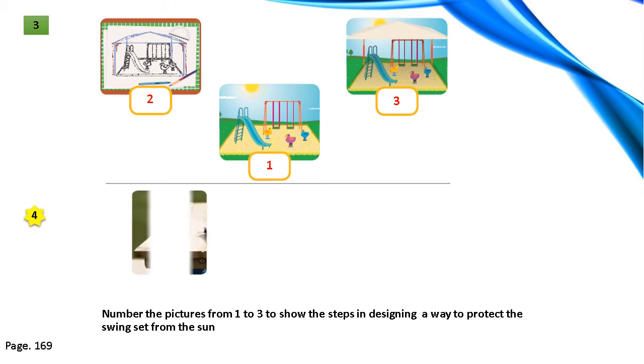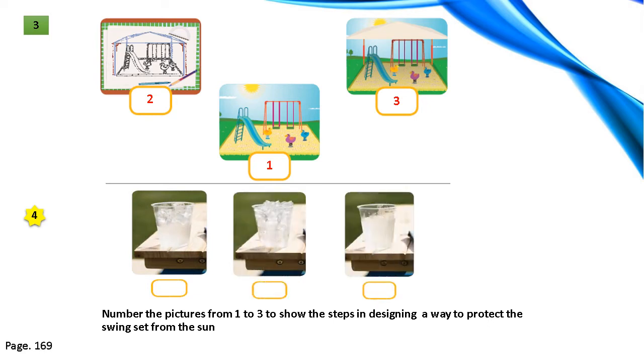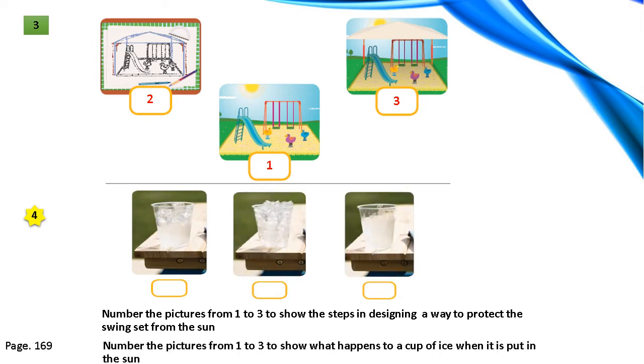Now, for question number 4, let's take a look at these three pictures in front of us. And here, we are asked to number the pictures from 1 to 3 to show what happens to a cup of ice when it is put in the sun. So what do you think? Very good. Let's write number 1 under the picture in the middle. This picture shows the cup at the beginning of the investigation.